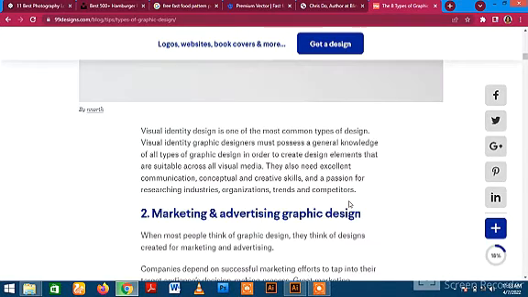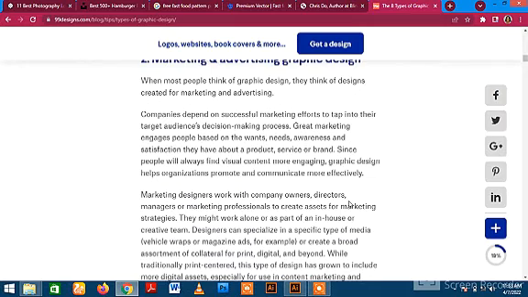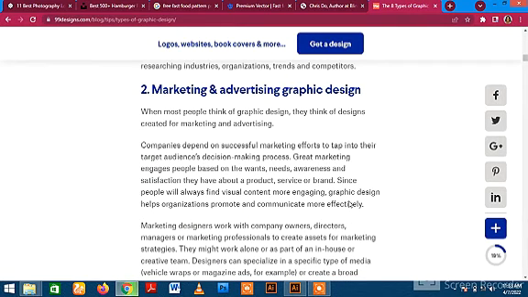So to be a visual identity designer, what do you need? You need excellent communication, conceptual and creative skills, and also a passion to research industries, organizations, trends, and companies. The next one we're going to look at is marketing and advertising graphic design.